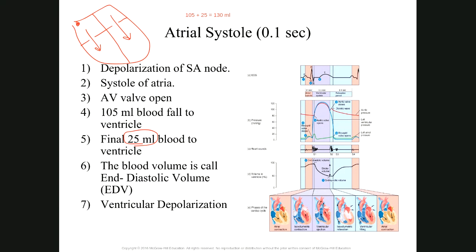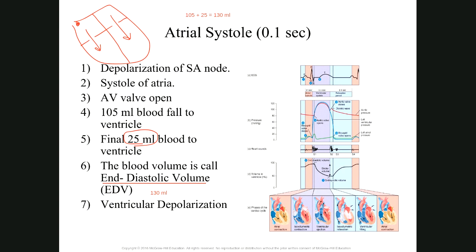Now you have 130 milliliters of blood in each of your ventricles. And in this time, your ventricles are in relaxation mode. They don't start their contraction yet. So this volume of blood, which we have in our ventricle at the end of atrial contraction, is called the end diastolic volume, or EDV, and the amount of EDV is 130 milliliters.